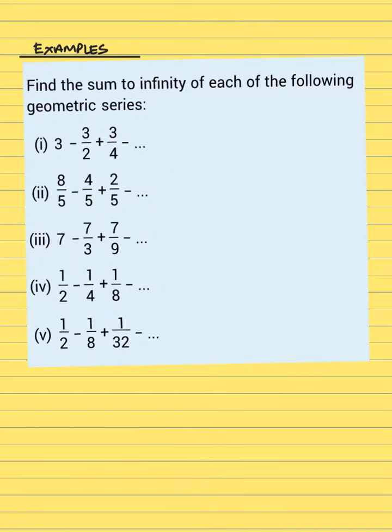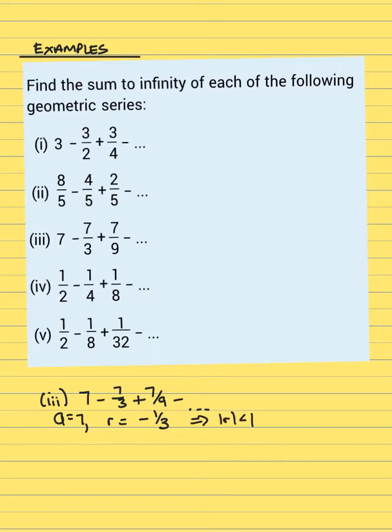Let's look at part 3 of this question. We want to find the sum to infinity of it. So the series is 7 minus 7 over 3 plus 7 over 9 and so on. Once again, a is equal to 7 and the common ratio is minus 1/3 because we multiply 7 by minus 1/3 to get minus 7 over 3.